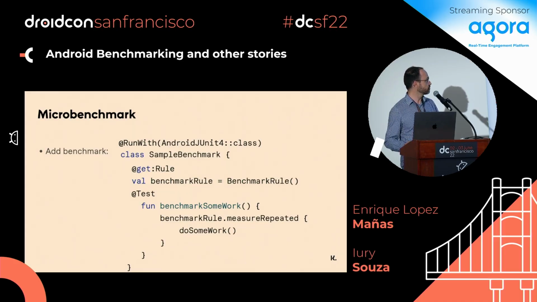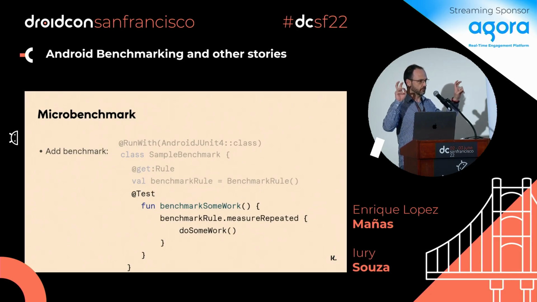So if you see this one from here, it's similar to how we write tests, right? We can even see the RunWith and the AndroidJUnit4 annotation at the top. And those are the key components. We will have a rule. So see that we are creating this benchmark rule. And then in our test or our benchmark, we will call the function measureRepeat and then execute some work.